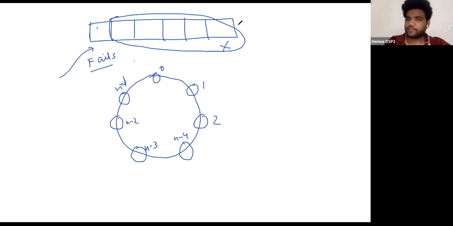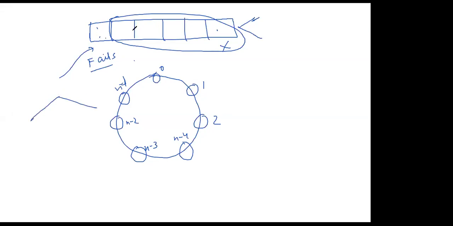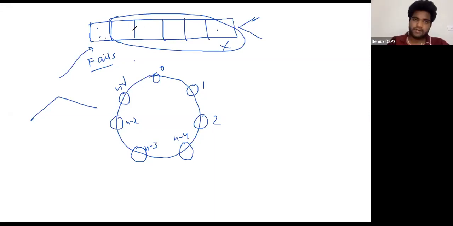You can divide this problem into two problems. Any solution that you take will either have 0 or n minus 1, right? It will not have both of them. Correct? Can there be a case when it has neither of them? It can be, yes. Neither of them is also true. That can also happen, but that will be a part of one of these.